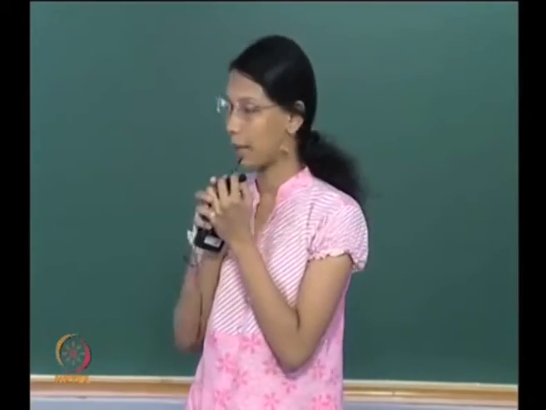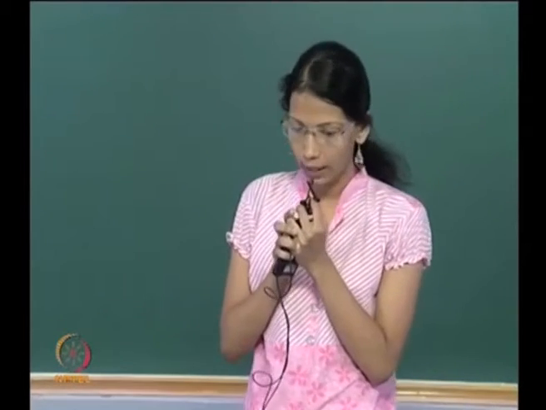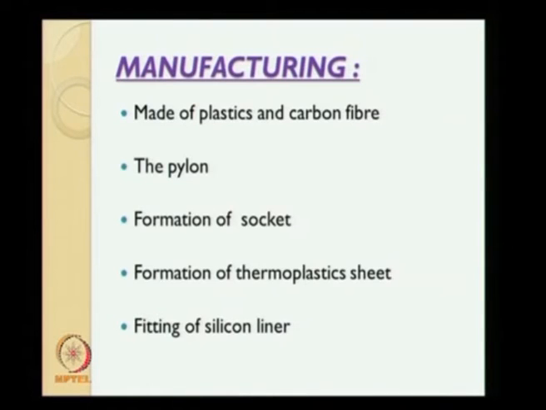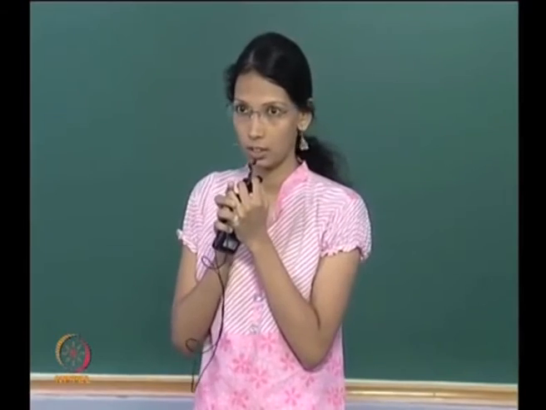These instruments are basically made of plastics and carbon fiber so that the material gets stronger. The pylon acts as an interframe or skeleton and provides structural support, and this is made of metal rods. The socket acts as the interface with the limb and gets attached to the limb directly wherever the injury is. Inside the socket there is a thermoplastic sheet that strengthens the structure.